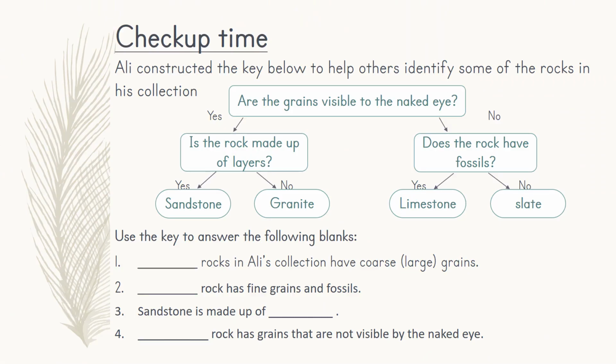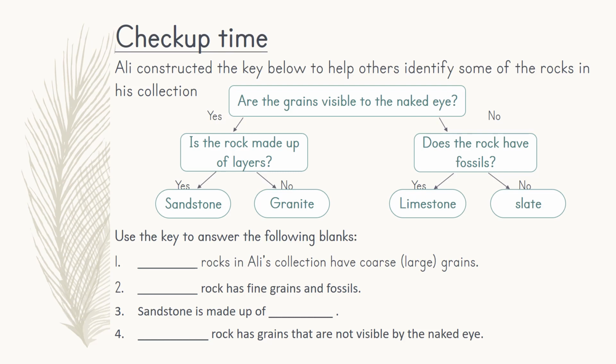It's checkup time. Ali constructed the key below to help others identify some of the rocks in his collection. Are the grains visible to the naked eye? If yes, then it's sandstone and granite. If no, then it's limestone and slate.